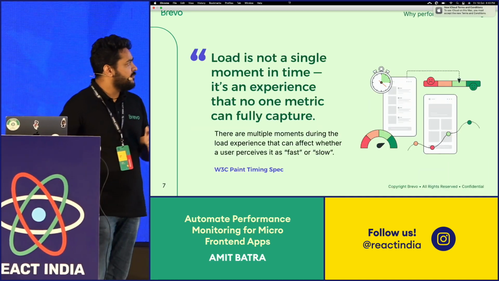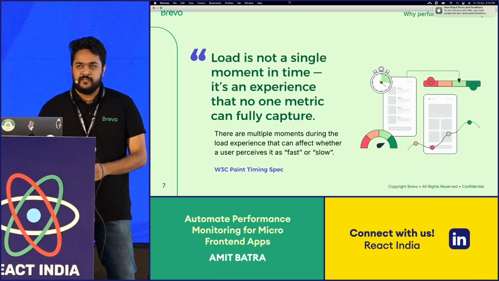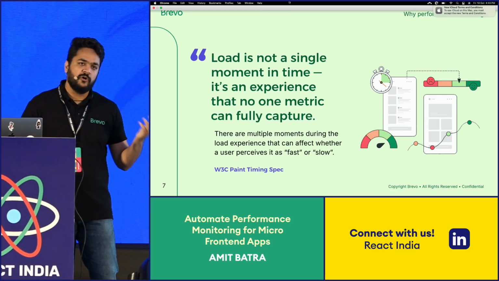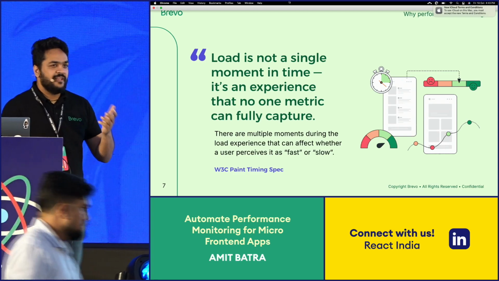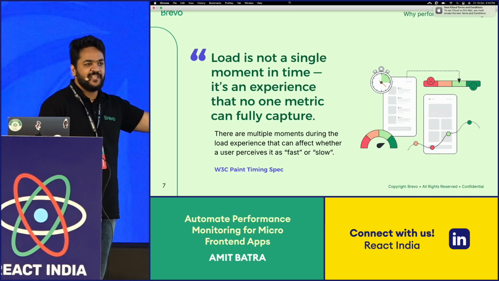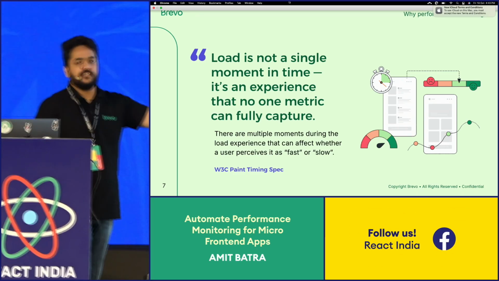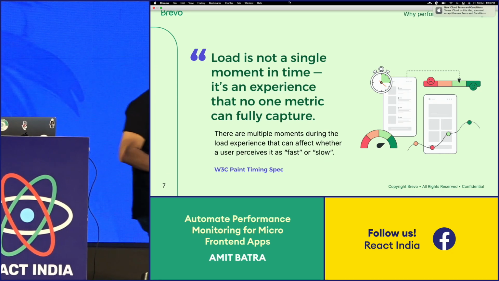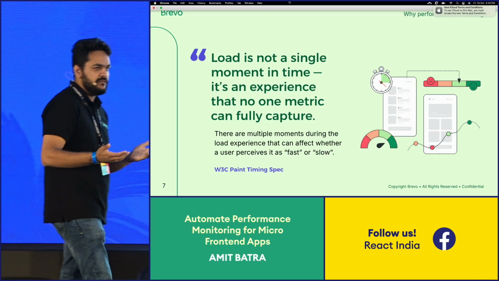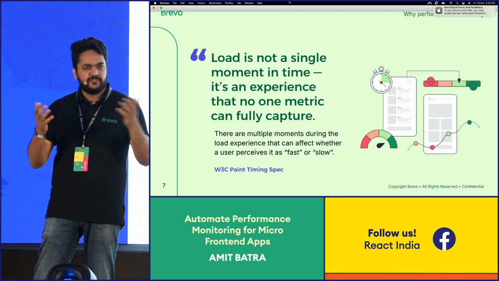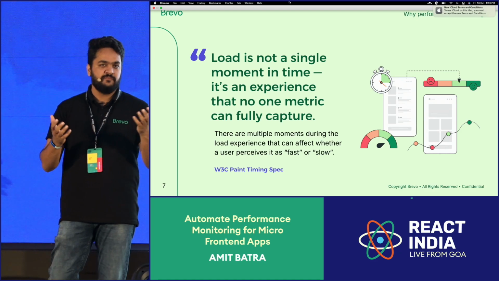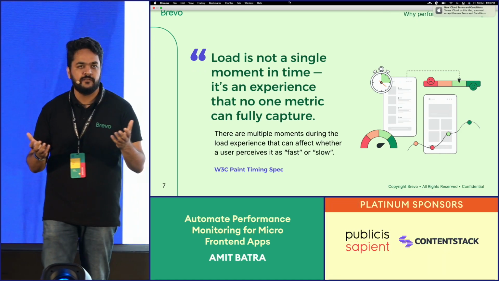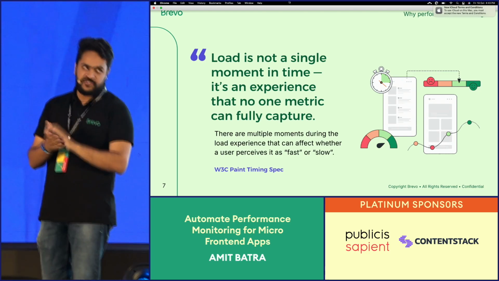So let's take an example of loading of an application, right? It's the first user experience when a user enters your crafted systems. And it is something that cannot be measured in a single moment, right? It's a journey that a user is going through. And this journey consists of different phases, especially when we are relating it to an experience. It has to be of different stages, right? One metric cannot fully satisfy the performance of a page.